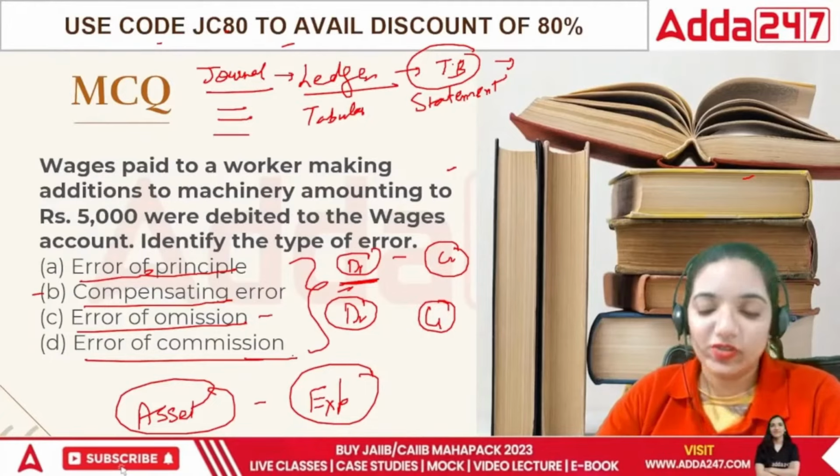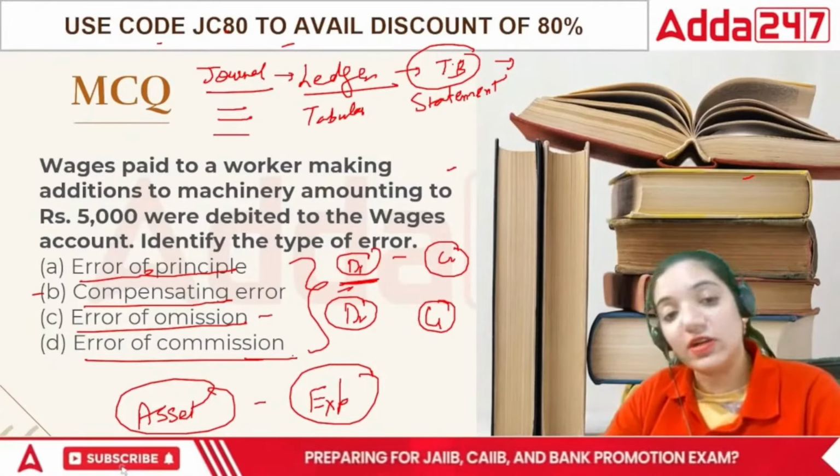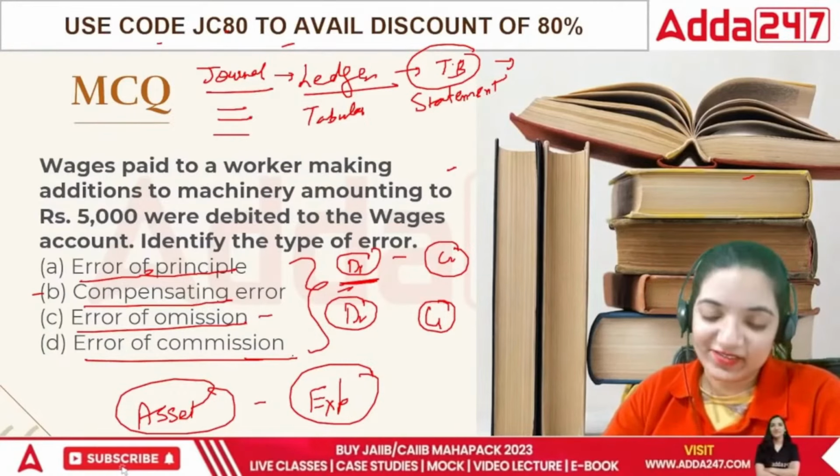Last is error of commission. You note the name wrongly. You posted it to the wrong account. That is called errors of commission, or they are part of clerical errors.